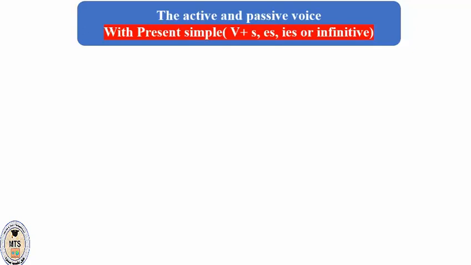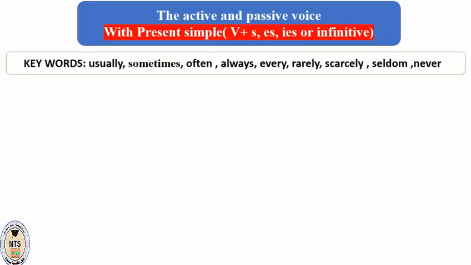The first one, the present simple. Present simple formation is the verb plus s or es or ies, or the verb in infinitive. The key words are very important. Usually, sometimes, often, always, every, rarely, scarcely, seldom, never.